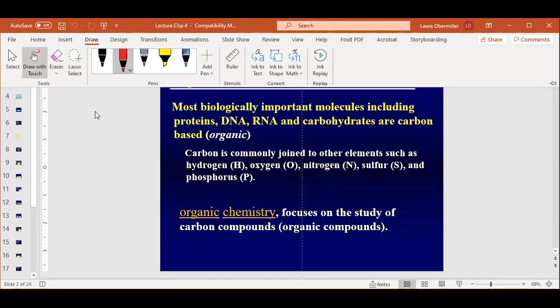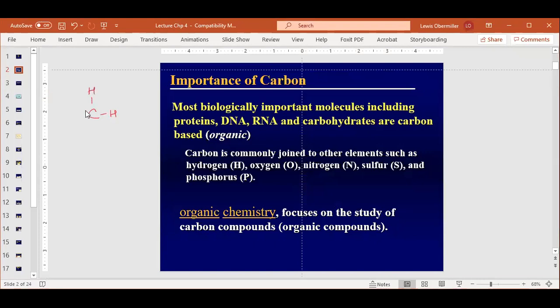And we talked about that. So that means that it can make 4 bonds. Remember, hydrogen's valence is 1. So the simplest hydrocarbon that we can make would be carbon with 4 hydrogens attached to it. Any other atom wouldn't be able to make as complicated a structure, right? Oxygen can only make 2 bonds. Nitrogen can only make 3 bonds. Hydrogen can only make 1 bond. So of all these, carbon is the only one that can make 4 bonds.